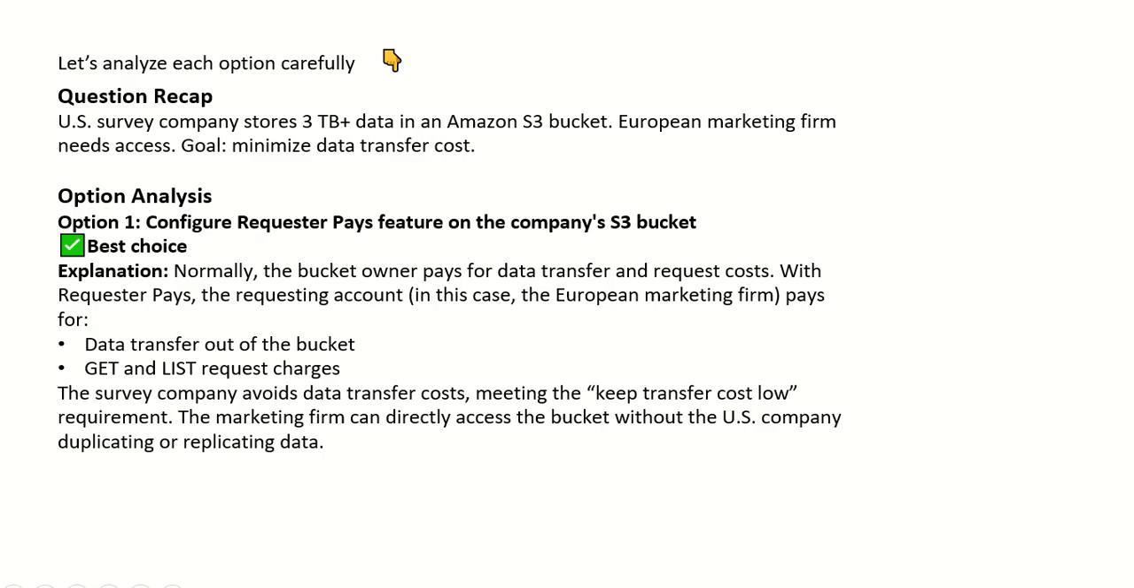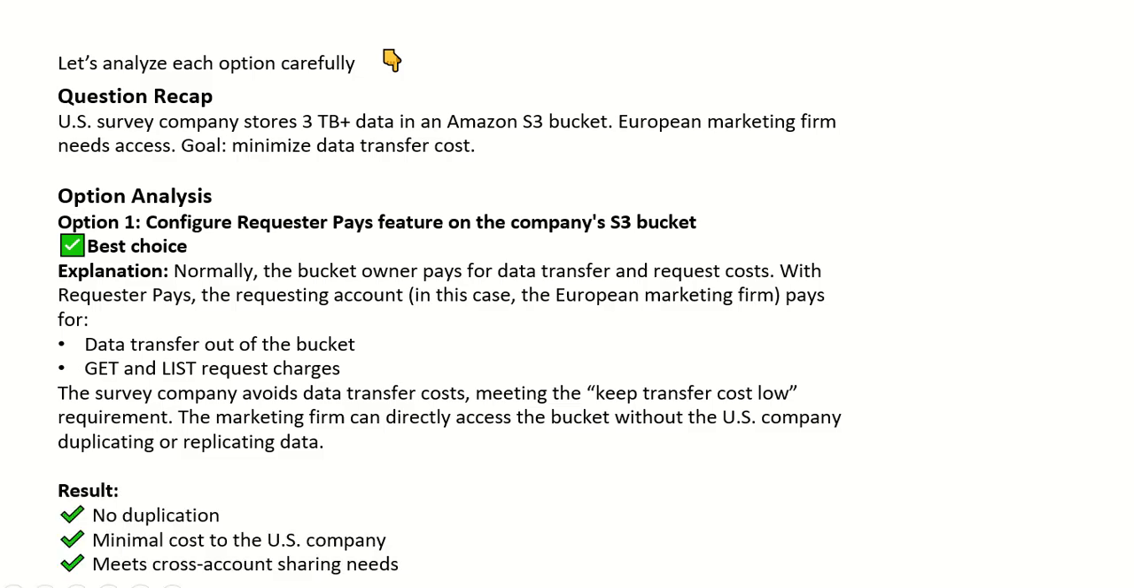So if we configure the requester pays feature, we will reduce the transfer cost to very low. So this is the best choice. What result do we get? No duplication. The US company has no need to duplicate or replicate the data, so there is minimal cost to the US company, and it meets the cross account sharing needs. This is what we get if we configure the requester pays feature in the S3 bucket.